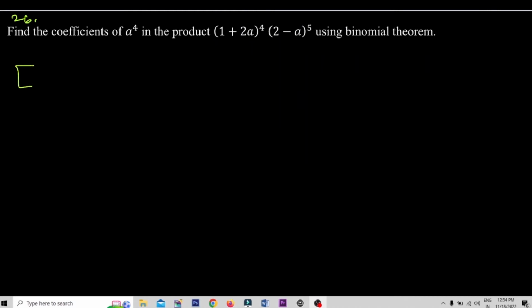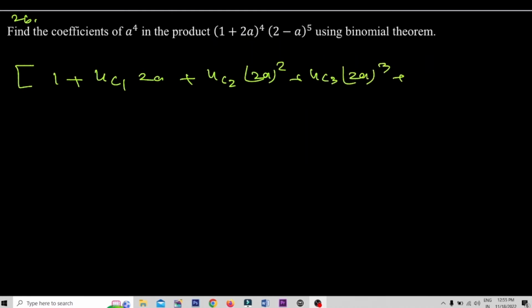Let us expand here. We are getting (1 + 2a) to the power 4 = 1 + 4c1 (2a) to the power 1 + 4c2 (2a) to the power 2 + 4c3 (2a) to the power 3 + 4c4 (2a) to the power 4. This is one expansion, multiplied by the other expansion.